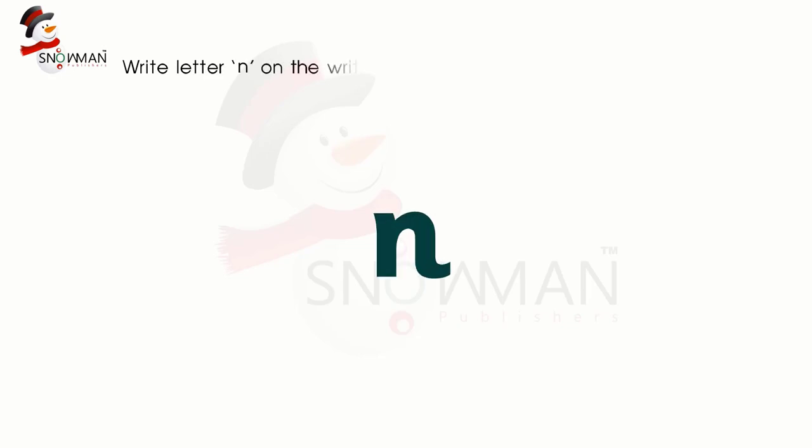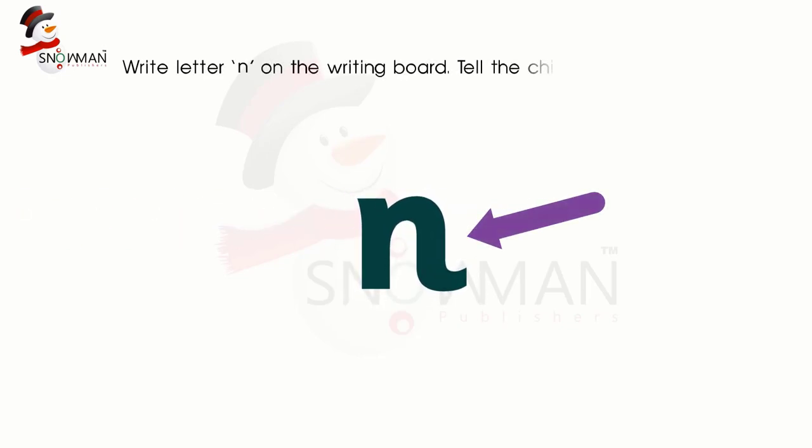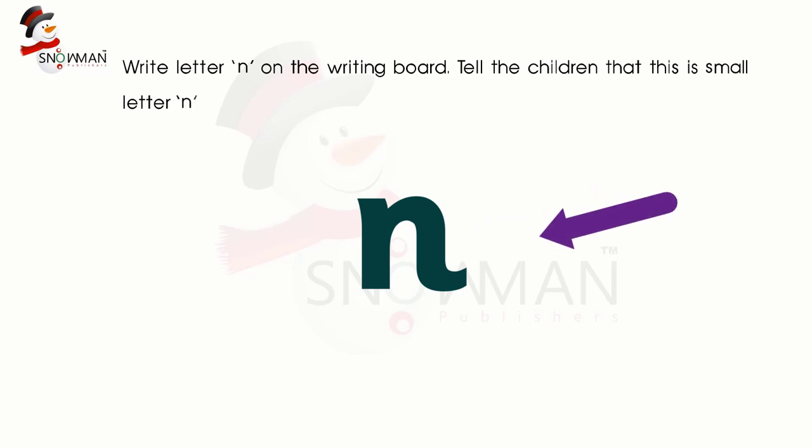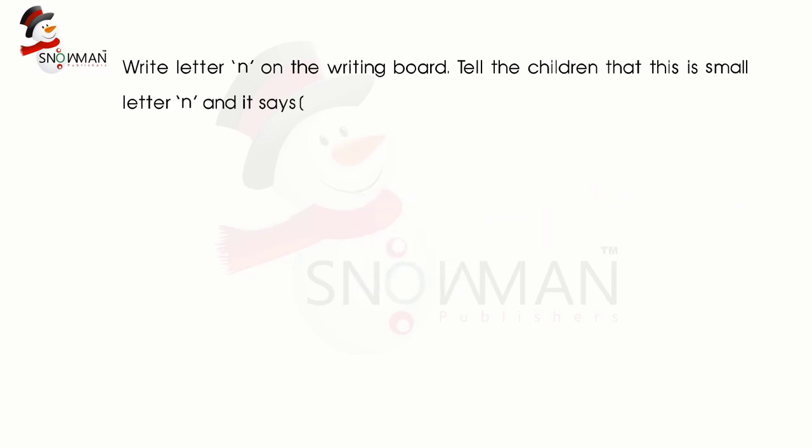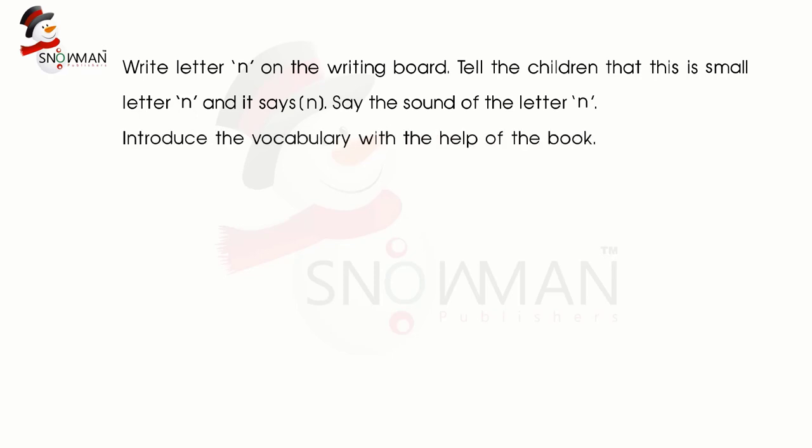Write the letter N on the writing board. Tell the children that this is small letter N and it says nnn. Say the sound of the letter N. Introduce the vocabulary with the help of the book. Show pictures and say words with their initial sound.